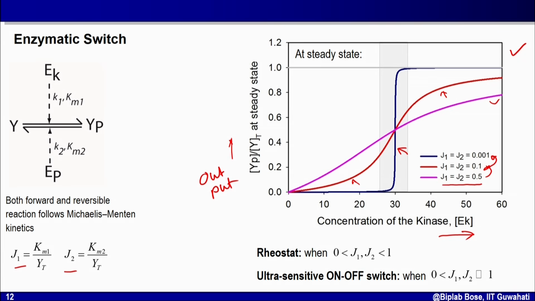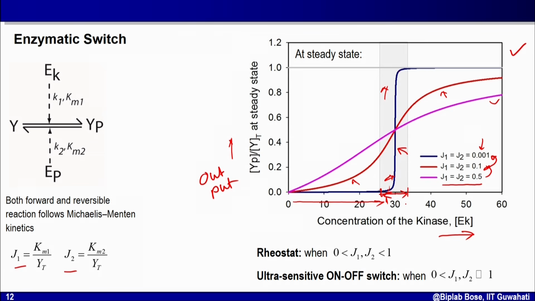So when I have very small J1, J2, for example, equal to 0.001, I get this blue curve, and what will happen? Up to near 30 from 0, if you increase Ek, there is no change of output. Output remains close to 0. Then all of a sudden, a slight change in Ek will cause a sharp rise in the output, that is Yp by Yt, and I will reach the saturation. So this region shown in gray mark is the very sensitive region, we call it the ultra-sensitive region.